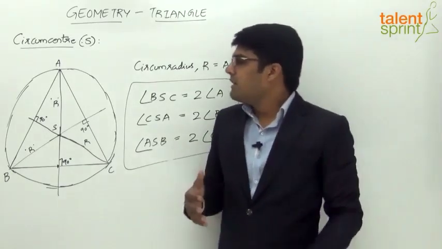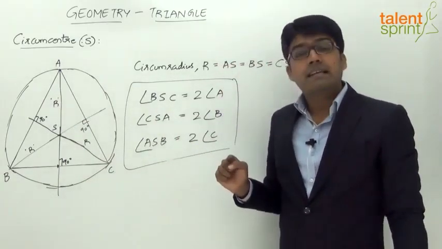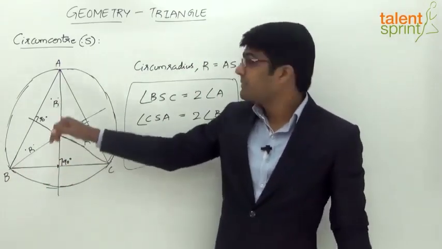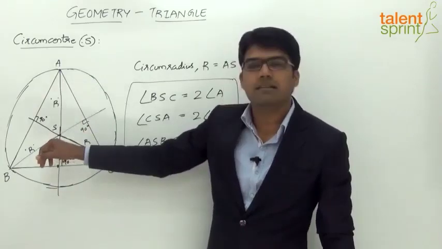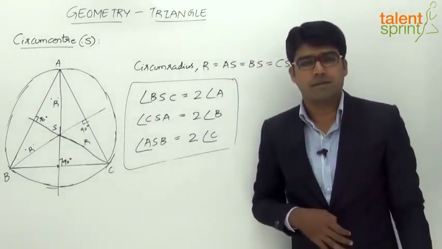For example, the question may say that the angle A is equal to 30 degrees. Then what is the angle made by the side BC with the circumcenter? If this is 30, this should be 2 times 30. It will be 60 degrees. So an important property for circumcenter.